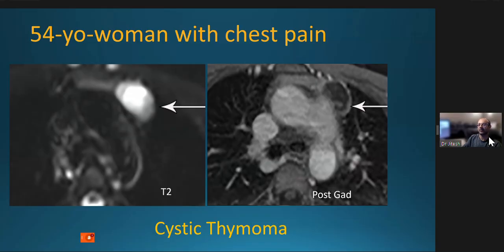So here we can see again how MRI is helping us to further manage these patients, to decide whether we can just stop following up these patients and say these are benign thymic cysts, or we need to do follow-up imaging, or we need to take the patient to the OR.